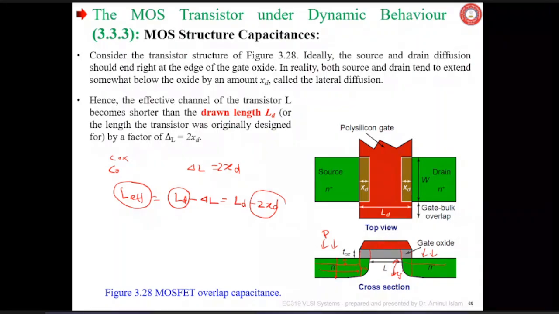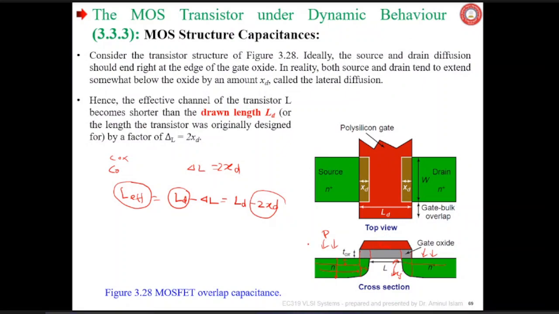Sir, to maximize the diffusion, to increase the n plus diffusion depth. This xj you can call the junction depth. This depth is called junction depth. So to get the final depth of diffusion regions.